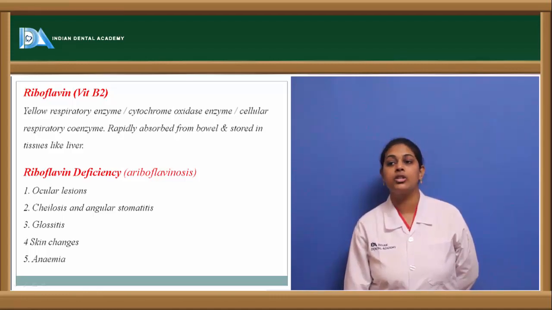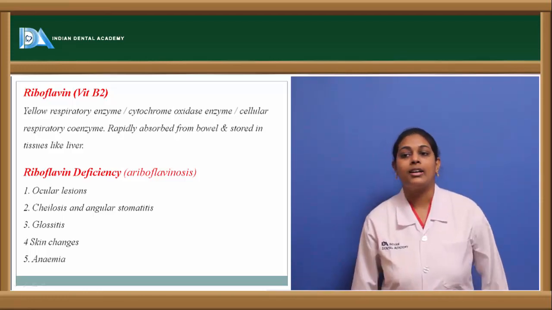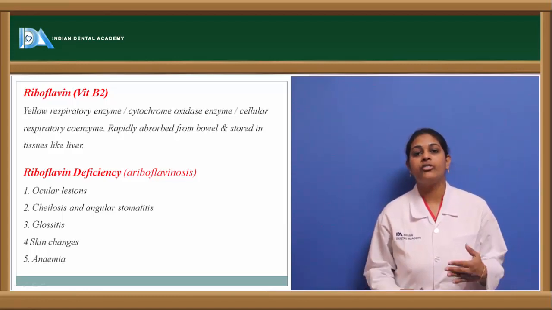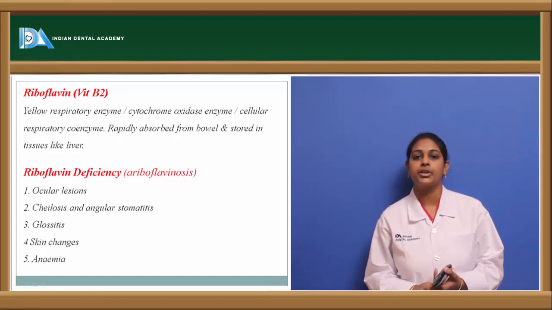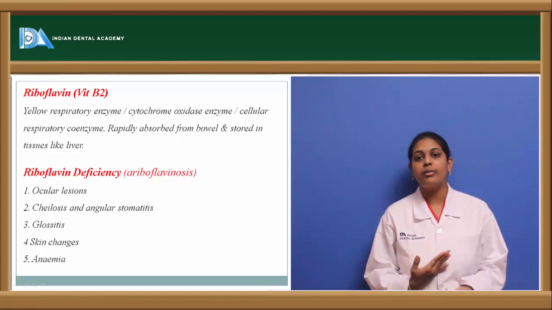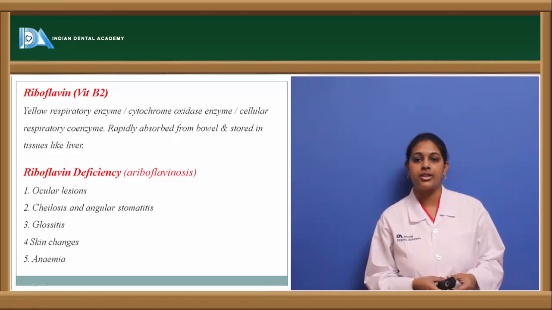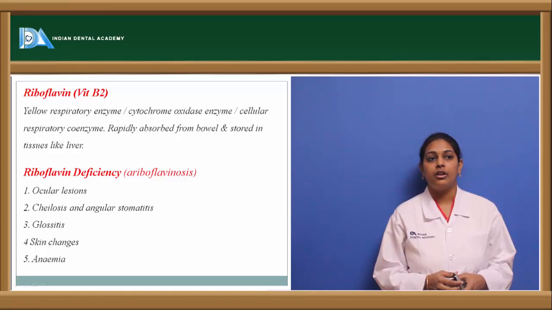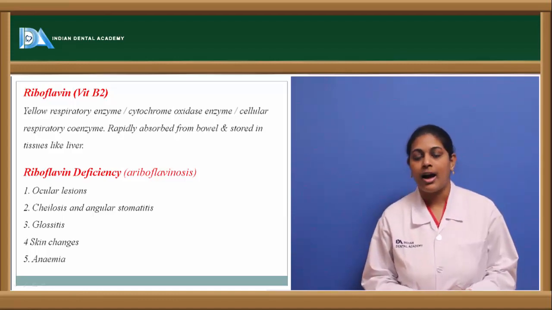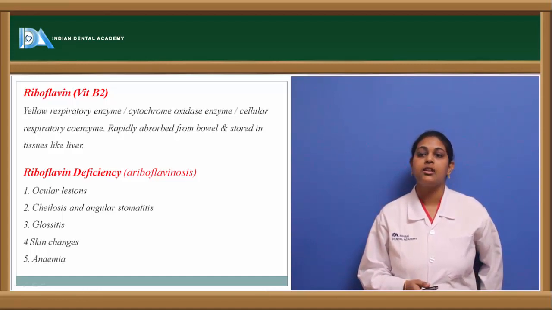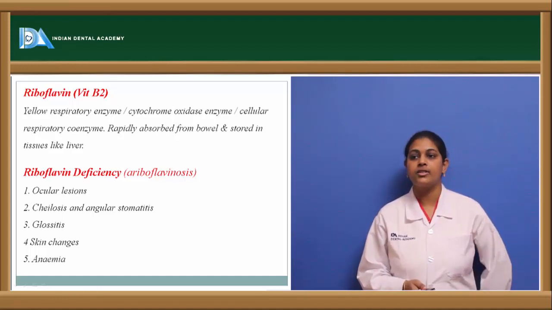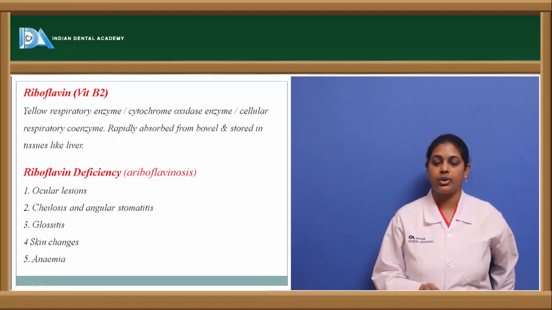The next manifestation is cheilosis or angular stomatitis, that is fissures radiating from the corner of the mouth, and glossitis, which results in atrophy of the tongue papillae, giving a bald tongue. The patient might complain of a burning sensation or loss of taste. Next are skin changes, where we see changes in keratin maturation, and dryness could also be one of the manifestations. Other than that, riboflavin deficiency can also result in anemia. So these are the deficiencies associated with inadequate intake of riboflavin.